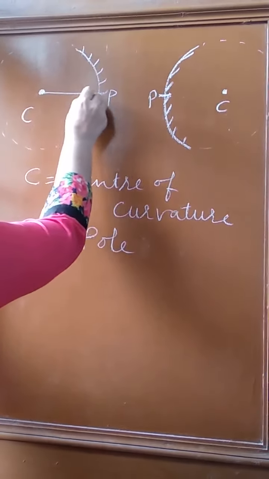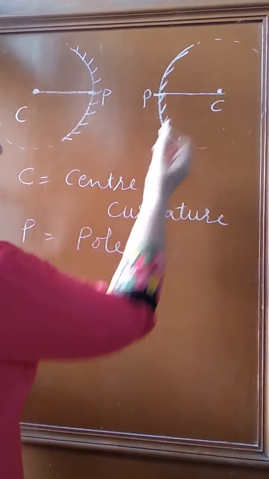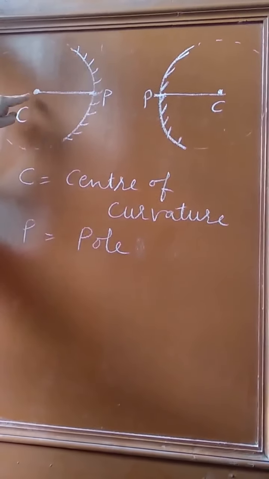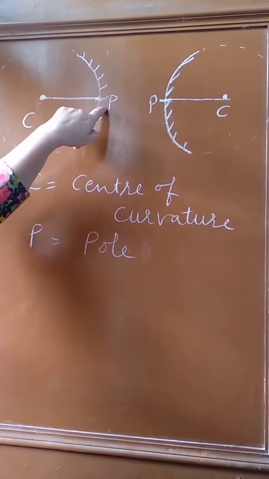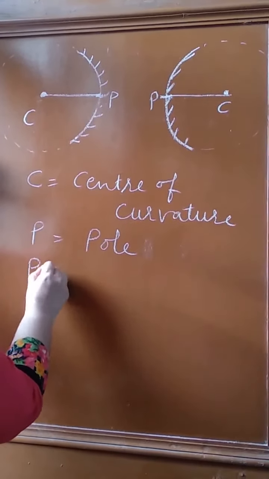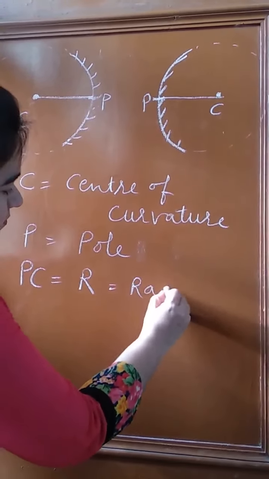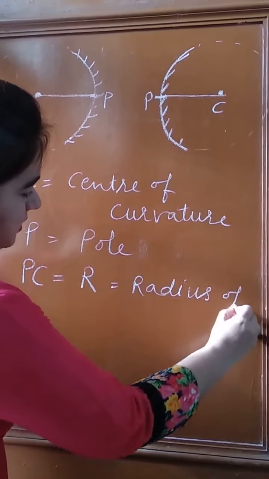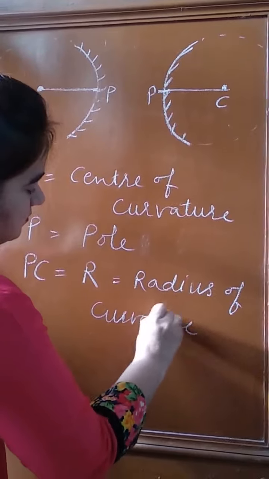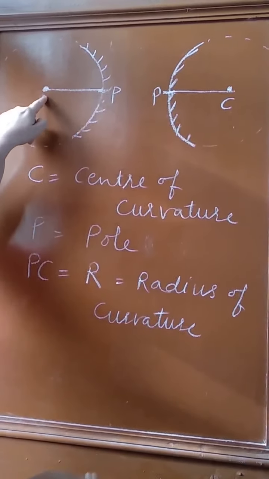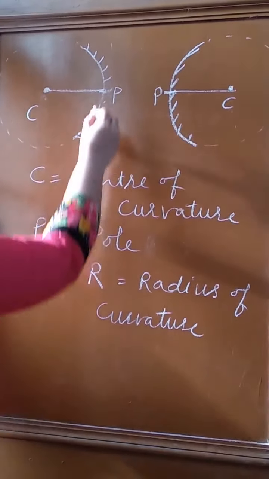Now, when we join P to C, this is the radius of curvature. CP, the distance of the center point from the pole on the mirror, is the radius of curvature. It is denoted by capital R. The distance of the pole to the center of curvature is the radius of curvature.